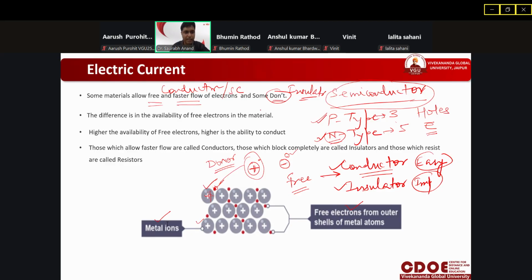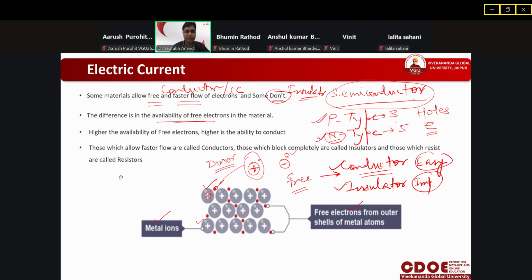Clear? And the difference is in the availability of free electrons. If current is moving very fast, or a high current is there, it means more electrons are there. So if one wire has less current, another wire may have a large current. What is the difference? The difference is the free electrons available in the material, right? So due to that difference, the current will flow high or low.